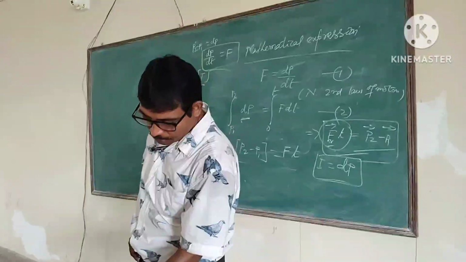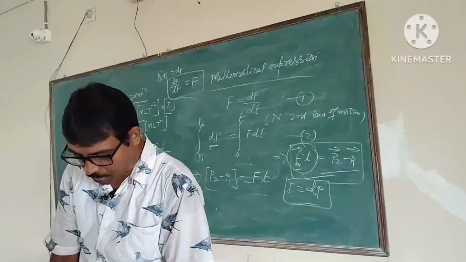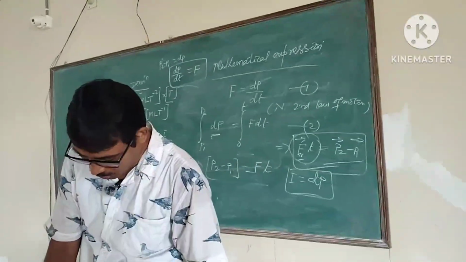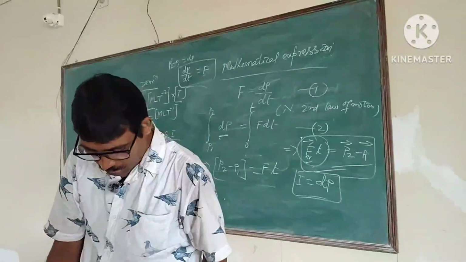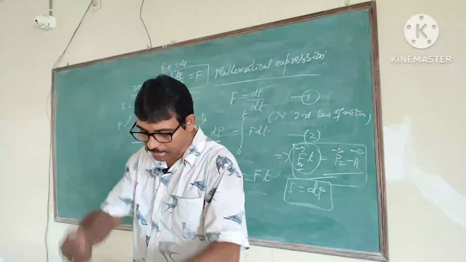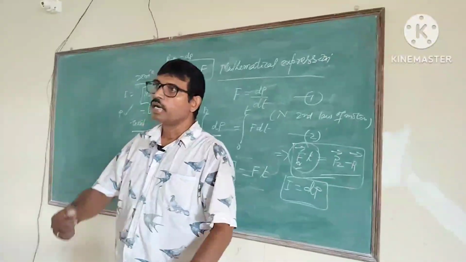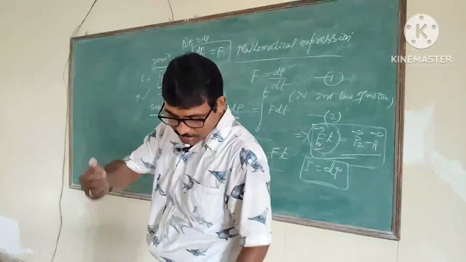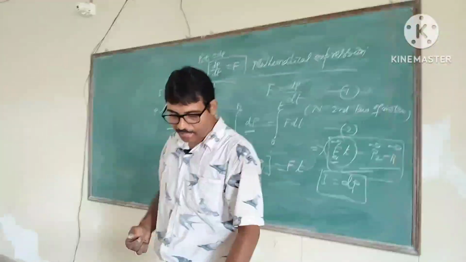So what are the common examples that I have already told you? Okay, what are the common examples? A cricket player while catching the cricket ball takes his hands lower, पीछे ले जाता है his hands.